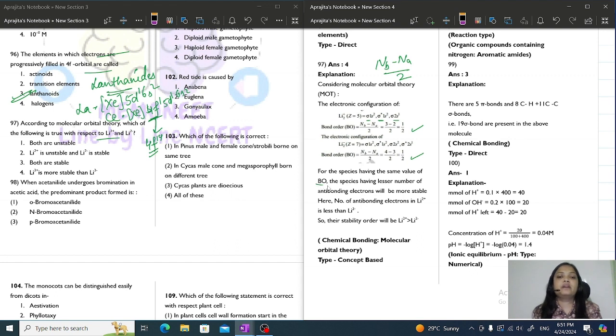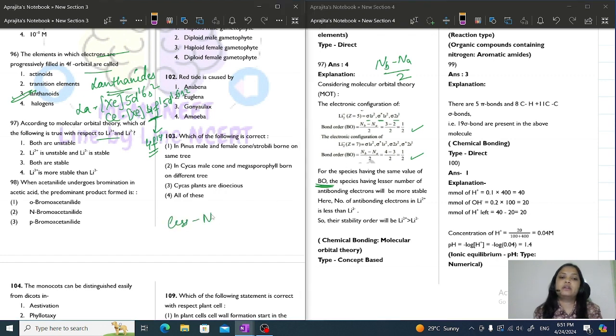Now both of them have the same bond order. In this case, the species having a lesser number of anti-bonding electrons would be more stable. You can see that lithium 2 plus has 2 anti-bonding electrons, and lithium 2 minus has 3. So of course lithium 2 plus is more stable than lithium 2 minus. So yes, the answer is option 4.